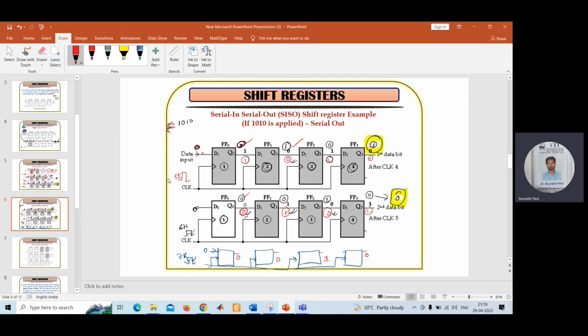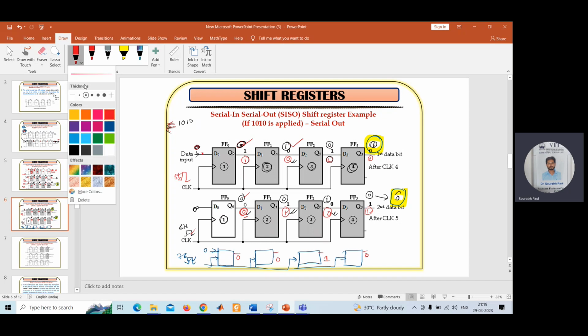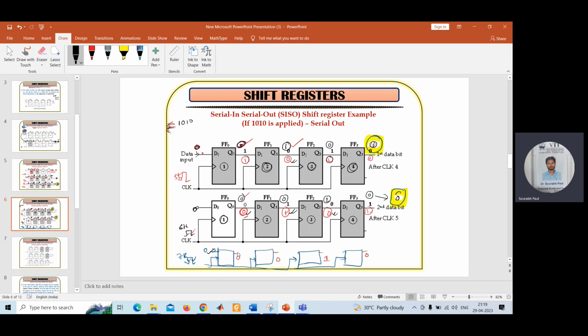Okay. Now, after applying the clock, what output I am getting, that I am writing by using black color. So 0 is my input. So here I'll get 0. So this 0 is coming here. It means that I'll get the output of 0. This 0 will come here. I'll get the output of 0. This 1 is coming here. I'll get the output of 1.